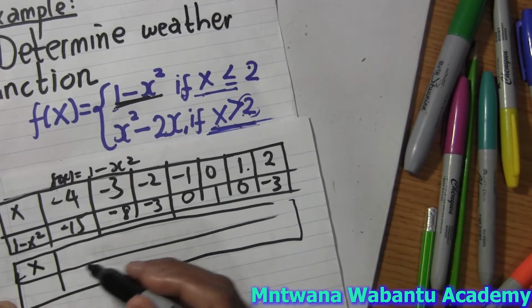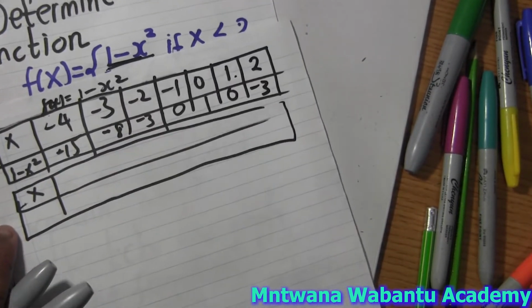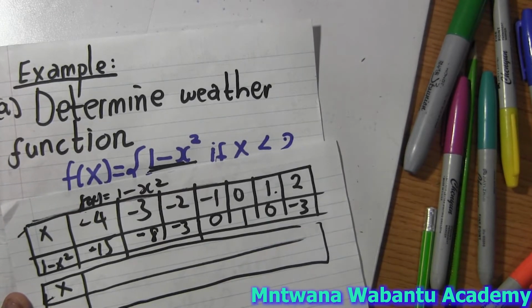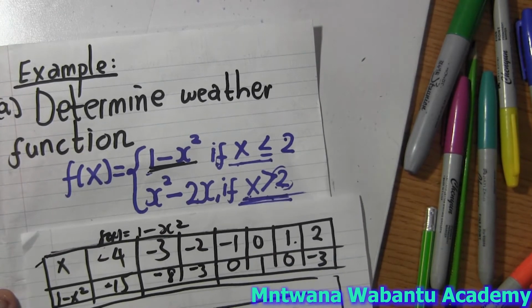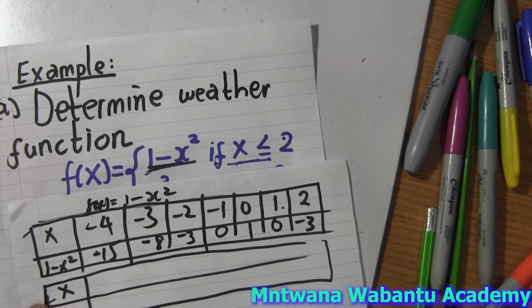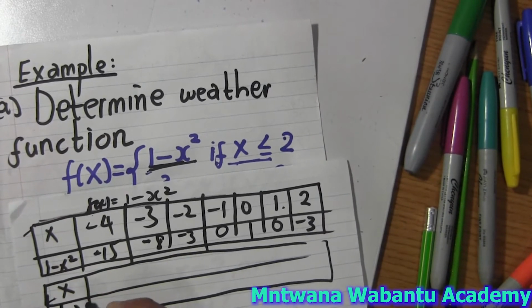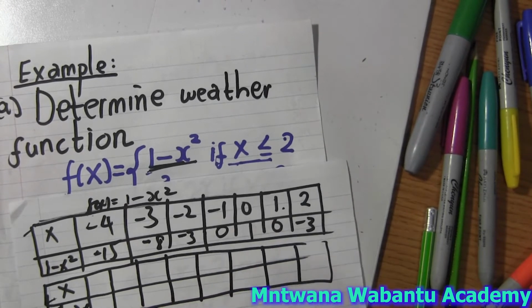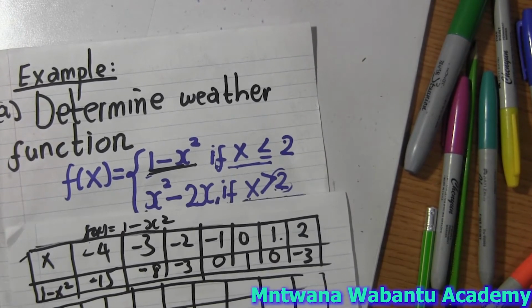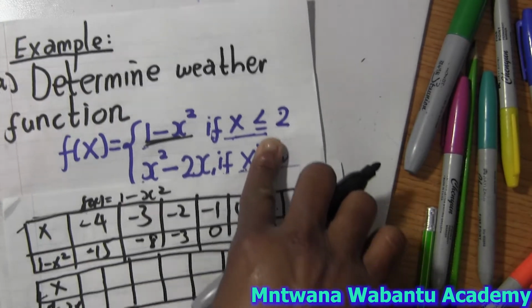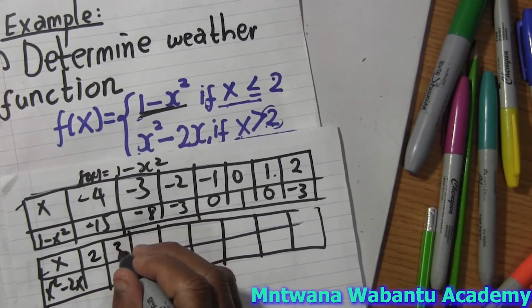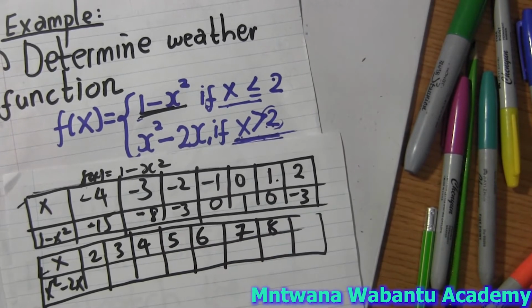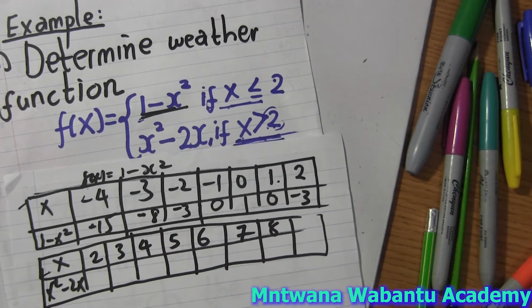So now we go, this is x, and what is the value of y? x squared minus 2x. Now we go. So where does it start? It starts from 2, greater than 2. So 2, 3, 4, 5, 6, 7. There's no stopping point, so you can just write down whatever you got.